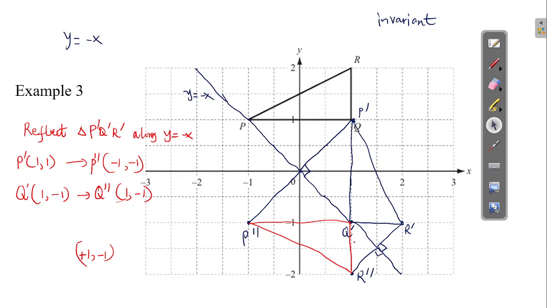Now let's verify that from my previous work. So Q prime prime is also here. You can say it is 1, -1. It's correct. This is correct. Now the last one is, let's reflect arrow prime. Now arrow prime is 2, -1. So I have 2, -1. Now if I reflect that, I'm going to get arrow prime prime, right?